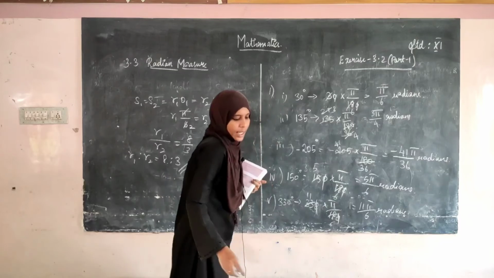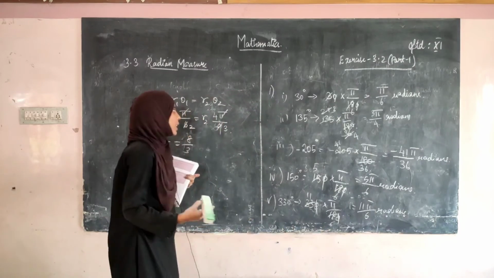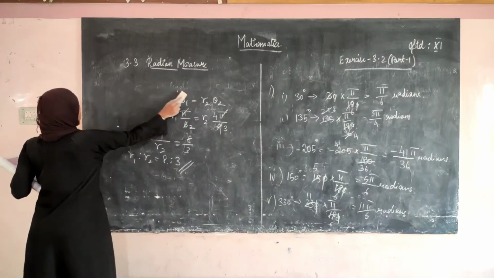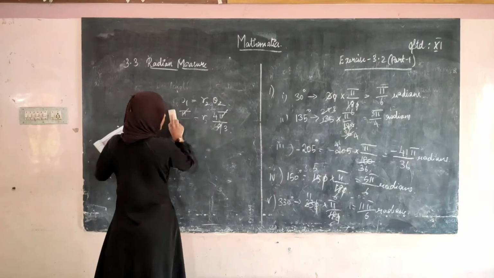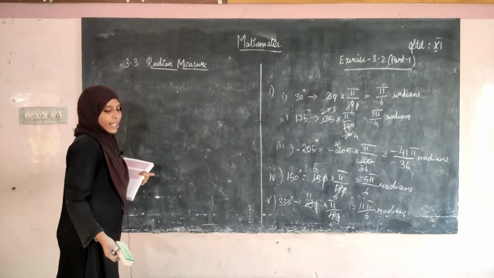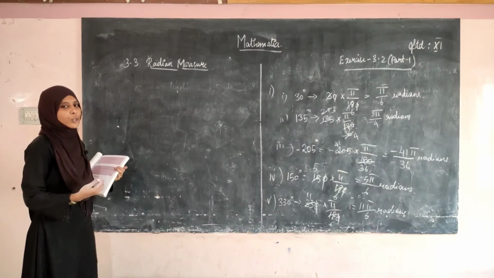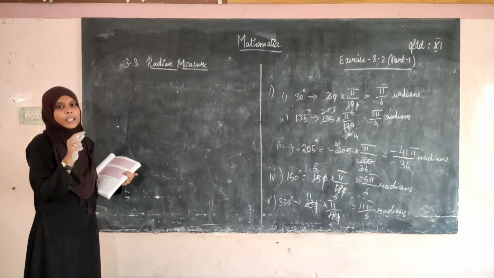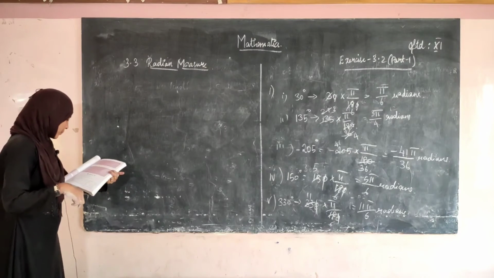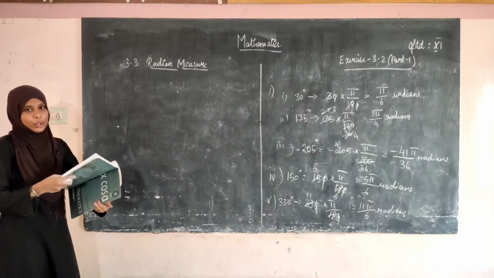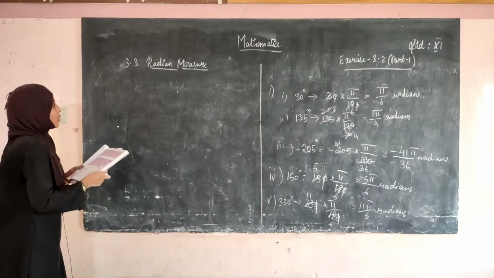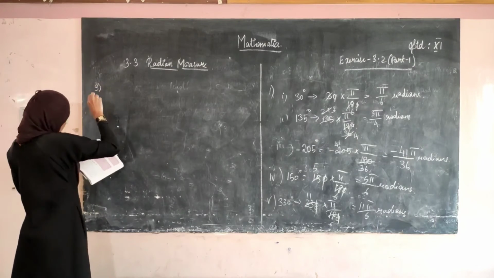Right. In the first sum, they have asked us to change degrees to radians. In the second sum, they have asked you to change radians to degrees. How do you change radians to degrees? Multiply that term by 180 divided by pi. So that's the assignment for you all. The second sum is the assignment for you. Now let us see the third sum.